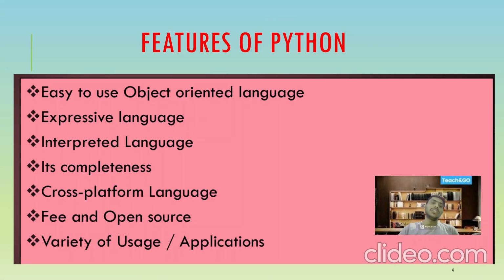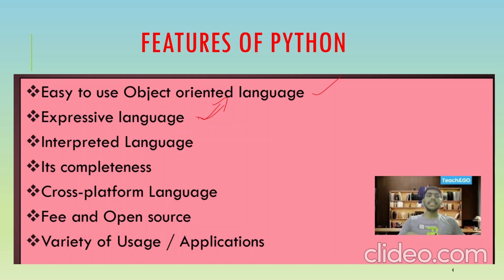Then come to the features. What are the main features you will get in Python? That's why we are attracted towards the Python language today. The first one is an easy-to-use object-oriented language, so it deals with real-world entities. Whatever we use in the real world, we can use the same in the Python programming language. It is an expressive language, which means whatever we write is going to express the things.